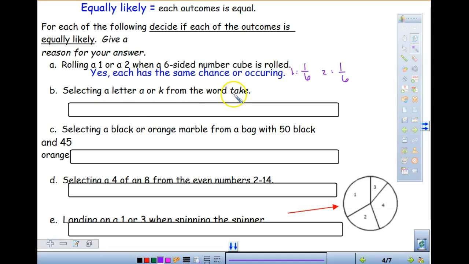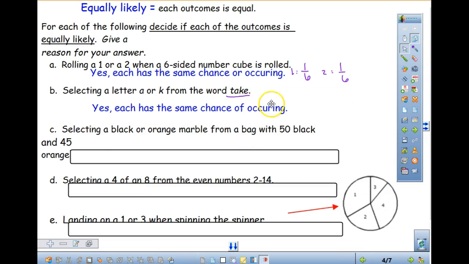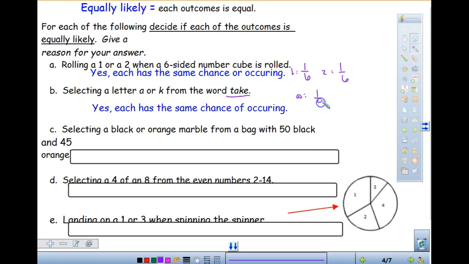Selecting the letter K from the word take. So if I'm selecting the K from the word take, is it A or K? Is it equally likely? Well, there's one A and there's one K. So if we are looking at that, yes, each has the same chance. Again, what would it be for an A? Drawing an A would be 1 out of 4. Drawing a K, again, would be 1 out of 4.